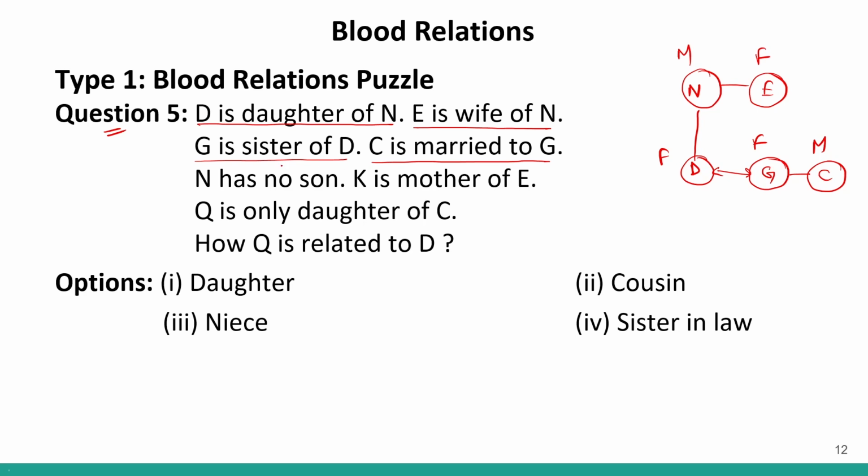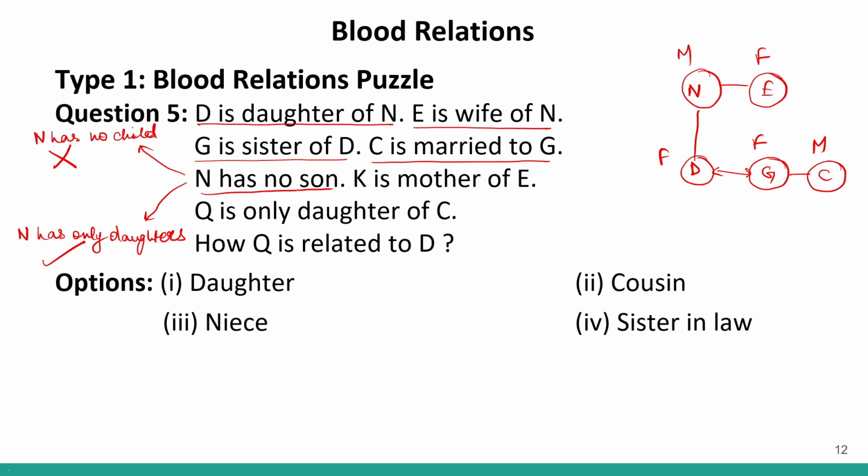Now it is given to us, N has no son. This statement can be interpreted in 2 ways. First is N has no child. Second interpretation is N has only daughters. Which one should you interpret? You should interpret the second one. The first interpretation would be incorrect.